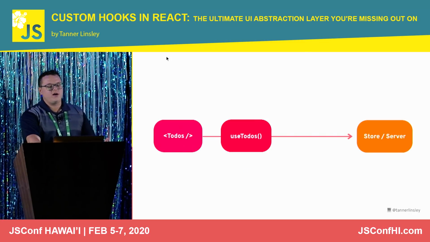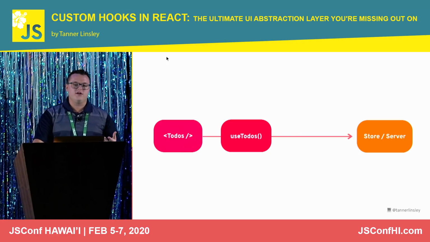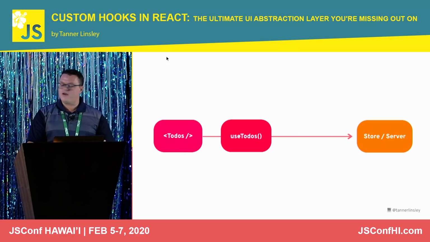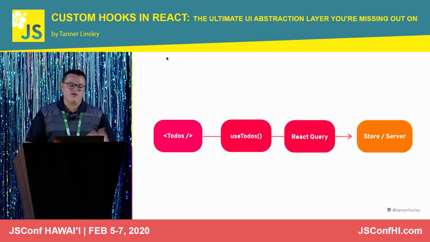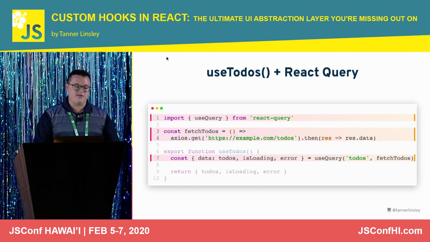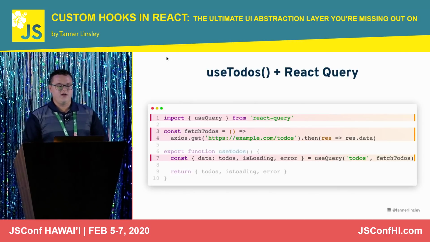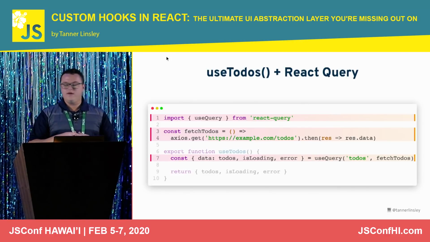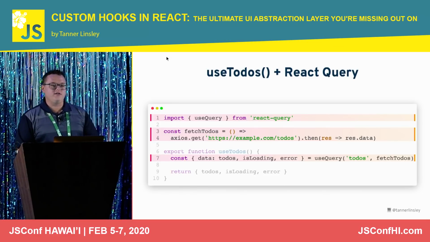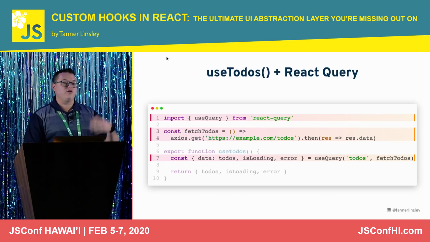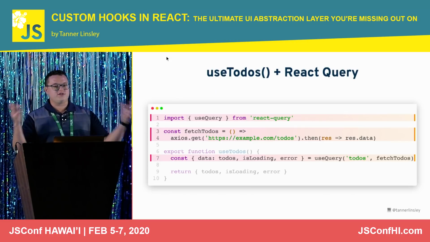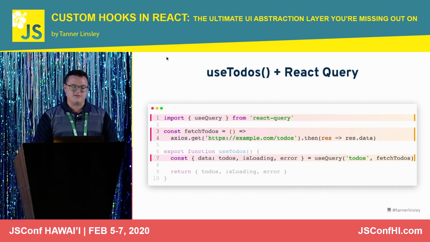Well, we don't have to stop there. Our use to-dos custom hook doesn't have to communicate directly with our server. It could use other hooks as well. There's a library I created called React Query that helps with scenarios like this. You give it a function that returns a promise. It'll handle caching and invalidation and make sure that you're not duplicating to-dos across your entire app, even if you use it multiple times.